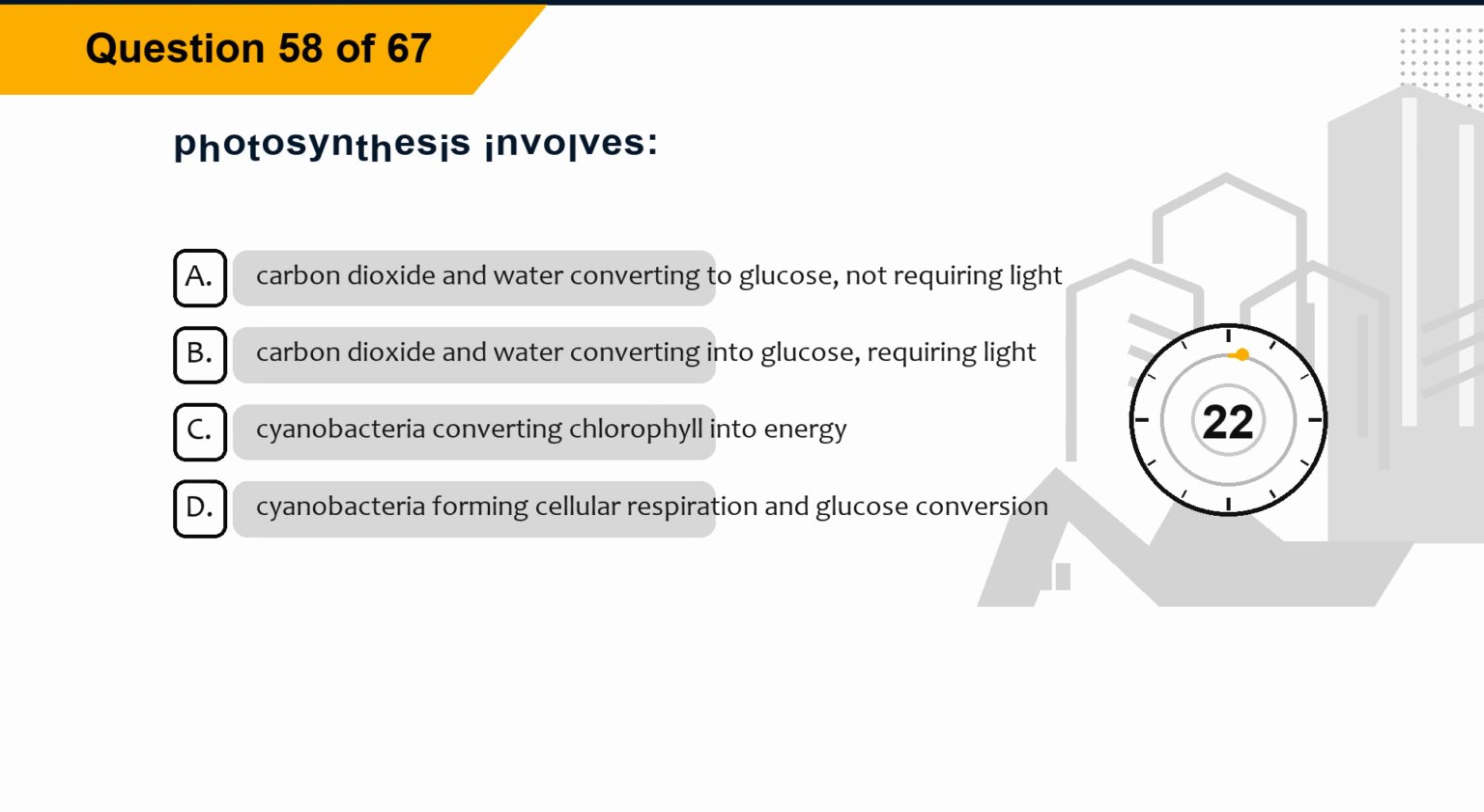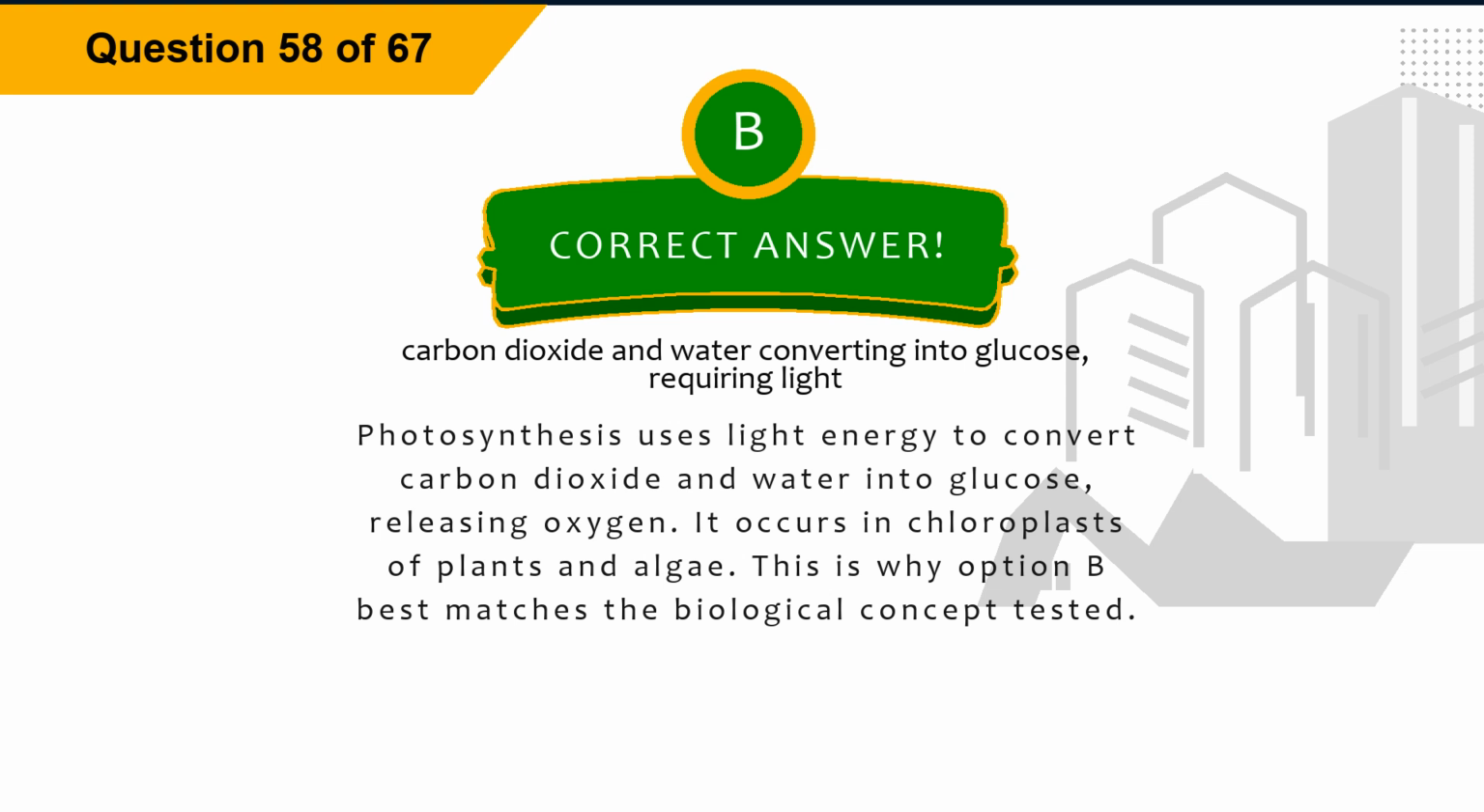Question 58. Photosynthesis involves. Option A, carbon dioxide and water converting to glucose, not requiring light. Option B, carbon dioxide and water converting into glucose, requiring light. Option C, cyanobacteria converting chlorophyll into energy. Option D, cyanobacteria forming cellular respiration and glucose conversion. The correct answer is option B. Explanation. Photosynthesis uses light energy to convert carbon dioxide and water into glucose, releasing oxygen. It occurs in chloroplasts of plants and algae. This is why option B best matches the biological concept tested.